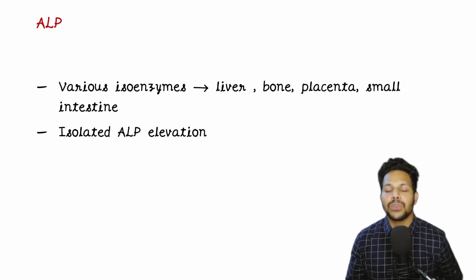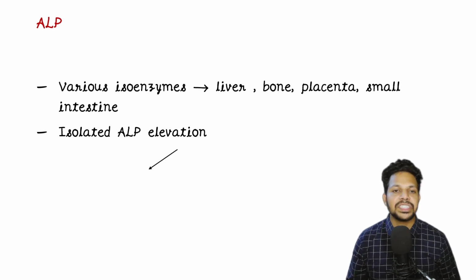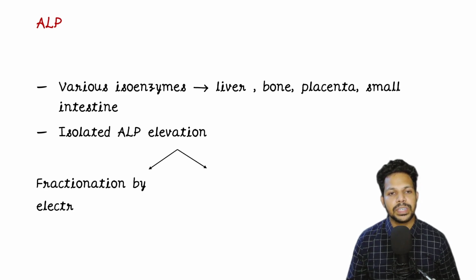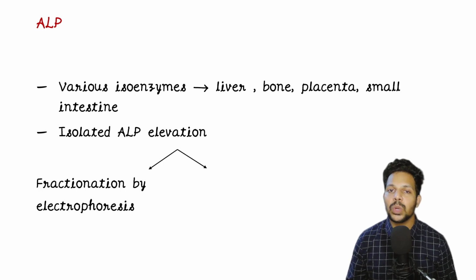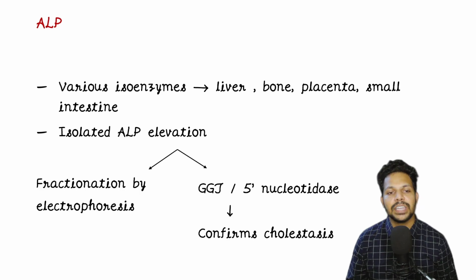So one method is to do the fractionation by electrophoresis. Okay, this is a laboratory investigation where you will be able to find out what kind of isoenzyme is produced here. Another simple way is to look at the other two cholestatic enzymes, that is gamma glutamyl transpeptidase and 5-nucleotidase. If both of them are elevated, then that will indicate cholestasis here.